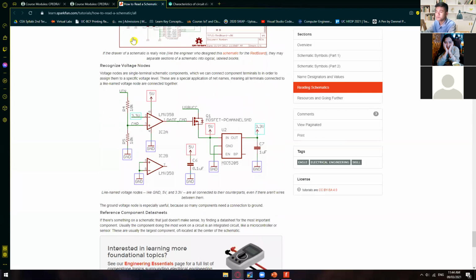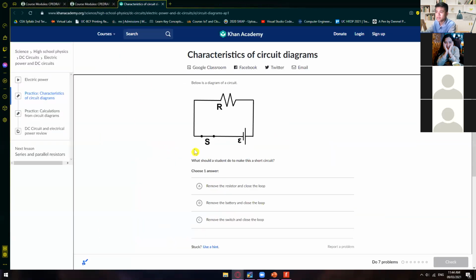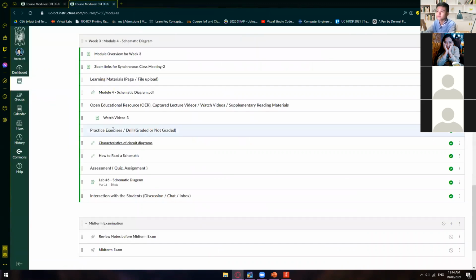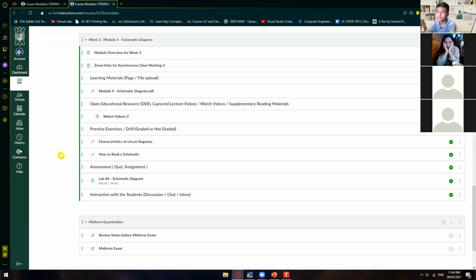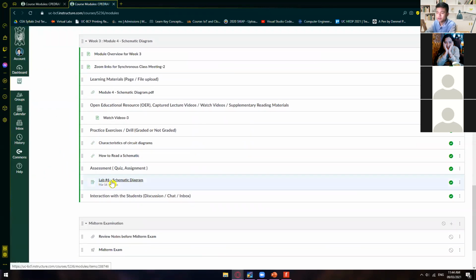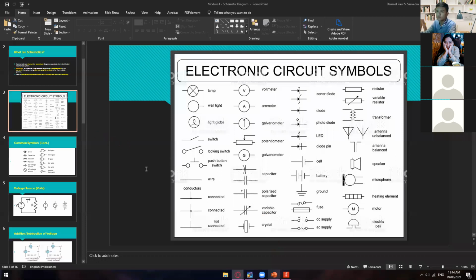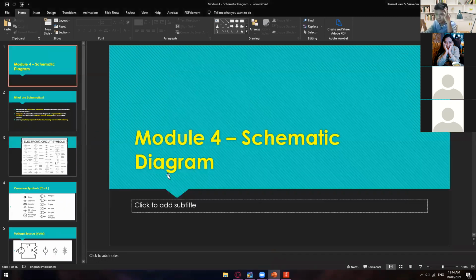All right, so make sure to check this website. And then the other one is just a quiz. In here you're going to answer this one, etc. Just do check this one, just to exercise your brain when it comes to schematic or circuit diagrams. And for your lab number 6, later on we'll discuss that. But for now, let's move on with your module 4 schematic diagram.